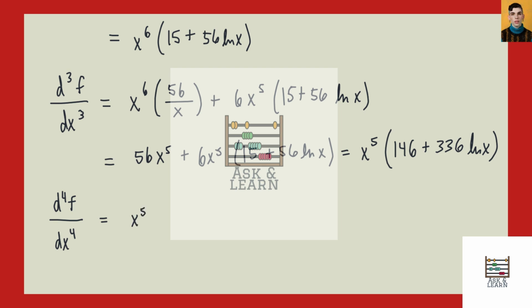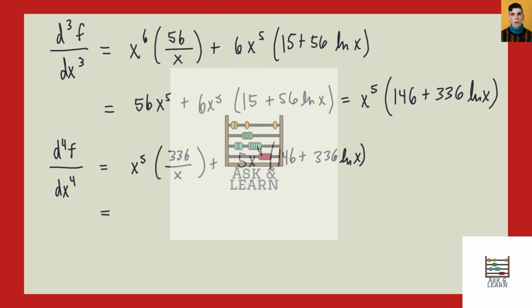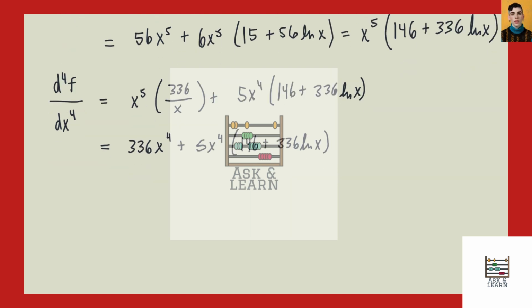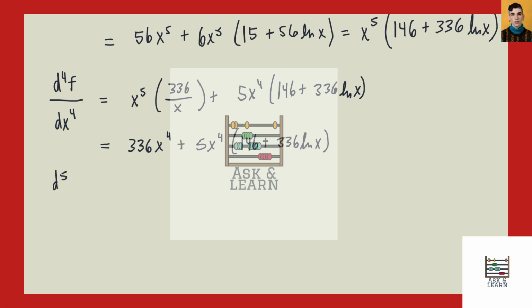This is equal to x to the 5th times 336 divided by x plus 5x to the 4th times 146 plus 336 natural log x. So we have 336 times x to the 4th plus 5x to the 4th times 146 plus 336 natural log x. And I'm just going to leave it like that. And I'll take the fifth derivative.